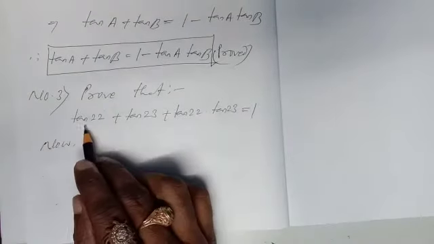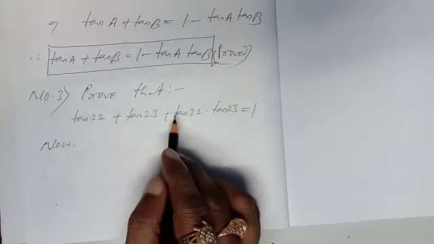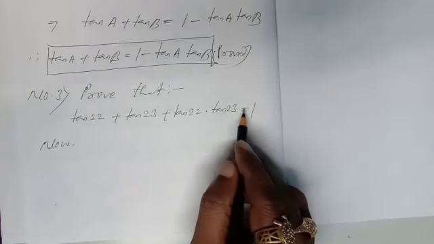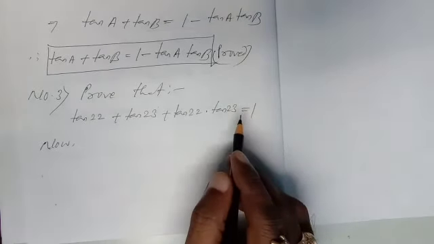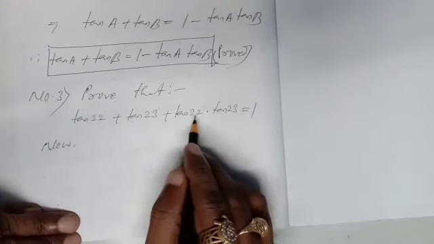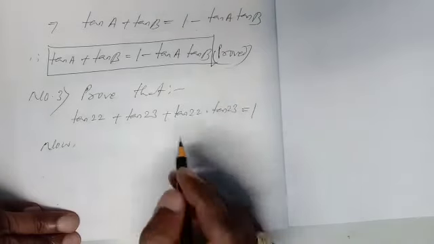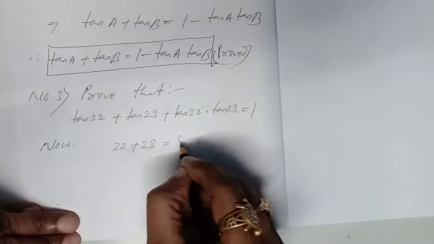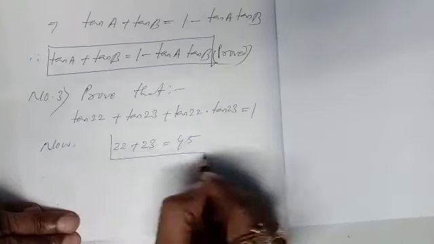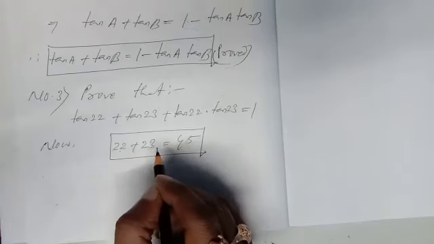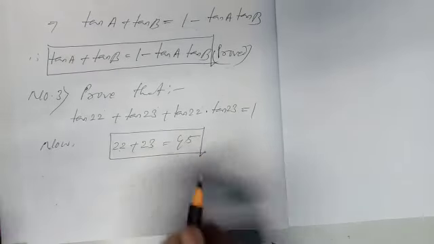Question is given in this way: prove that tan 22 degree plus tan 23 degree plus tan 22 degree into tan 23 degree equal to 1. You have to prove. See the question very carefully. What is the question given in this? Tan 22 plus tan 23 plus tan 22 into tan 23 equal to 1. You have to prove. As we know, 22 degree plus 23 degree equal to how much? 45. This you know, normal concept you apply. For plain addition, 22 degree plus 23 degree, total equal to 45 degree.